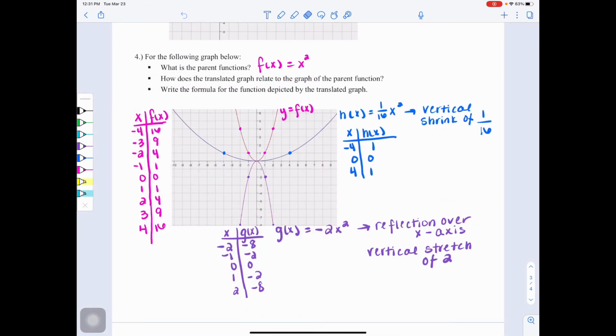Now looking at number 4, same questions. We want to know what's the parent function. So again, I can tell by the U shape that it's going to be f of x equals x squared. How does the translated graph relate to the graph of the parent function? So we're going to look at each one, and you can see by my labeling that I've identified some key points. So let's start with h of x, which is the wide arc that I've drawn here in blue.